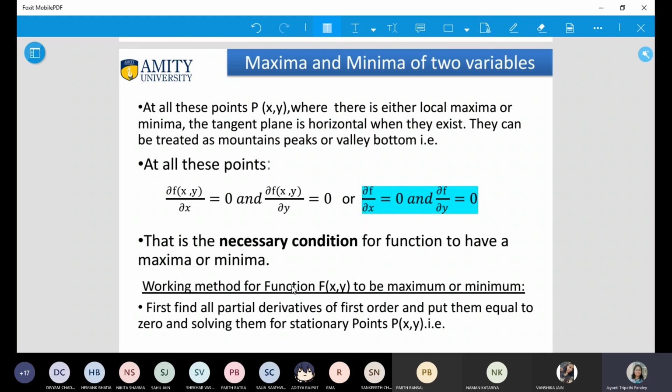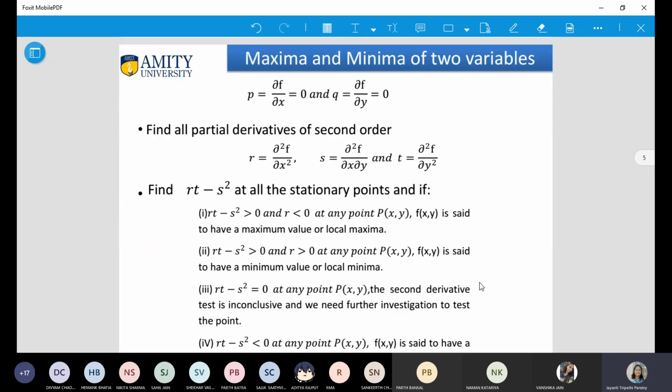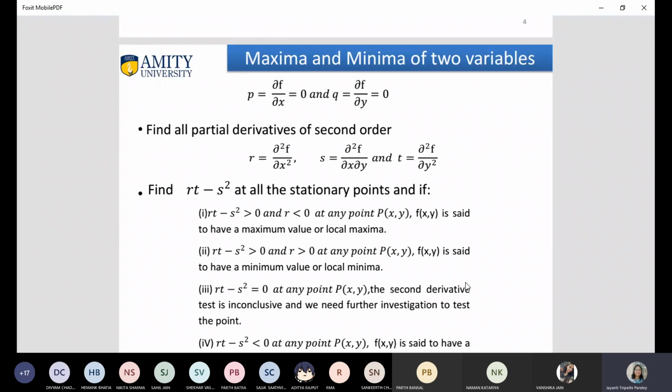Now what is the working method of finding the function to be maximum or minimum? This is something you need to memorize, otherwise you won't be able to do it. The first thing that we do is we try and find out p, q, r, s and t. You know what is r? Second derivative with respect to x. What is t? Second derivative with respect to y. And s is second derivative with respect to x and y. p is del f by del x and q is del f by del y.